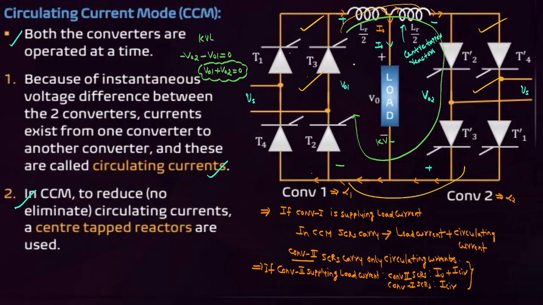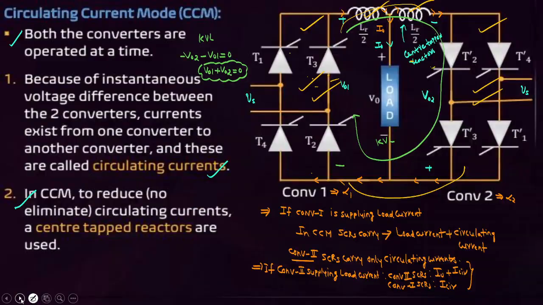Why do circulating currents exist? Because of the voltage difference between the two converters. When the voltage difference exists and both converters are in the on state, only then does the circulating current mode of operation exist. To reduce the circulating currents, we use center tap reactors. That is, in circulating current mode only, center tap reactors are required to reduce the circulating currents. What do you mean by non-circulating current mode? To eliminate the circulating currents, if one converter is in the on state, the other converter is in the off state. That is called non-circulating current mode.